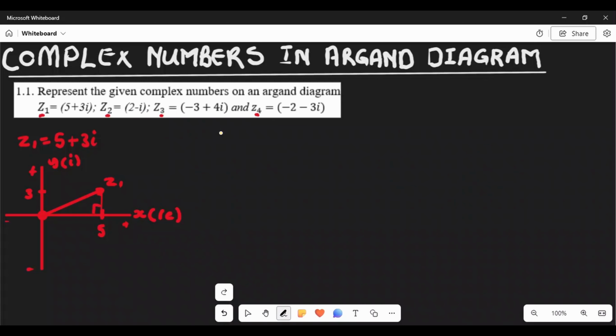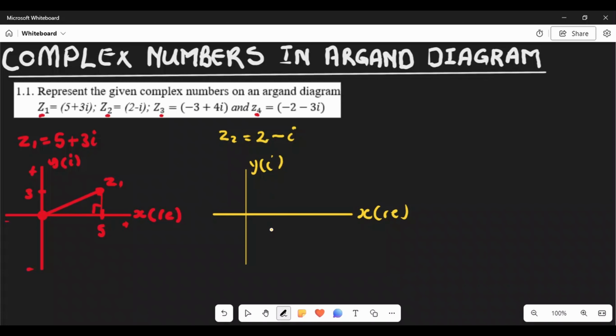Alright, the second complex number we have is 2 minus i. So let's write here Z2, which is equal to 2 minus i. When we draw the Cartesian plane so that we can draw our Argand diagram, this is how it's going to look. We have x, which represents the real numbers, and y, which represents the imaginary numbers. This is our origin. This side is going to be positive, this side is going to be positive, here is going to be negative, and this side is going to be negative.